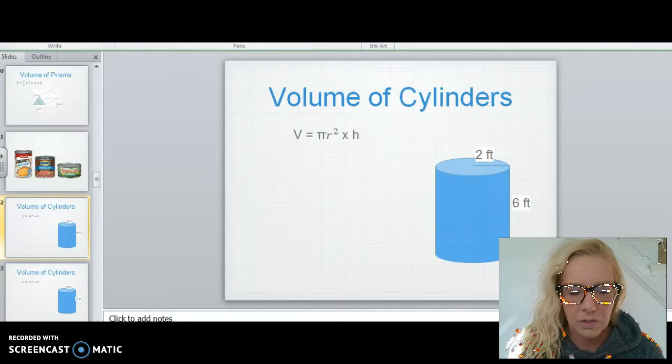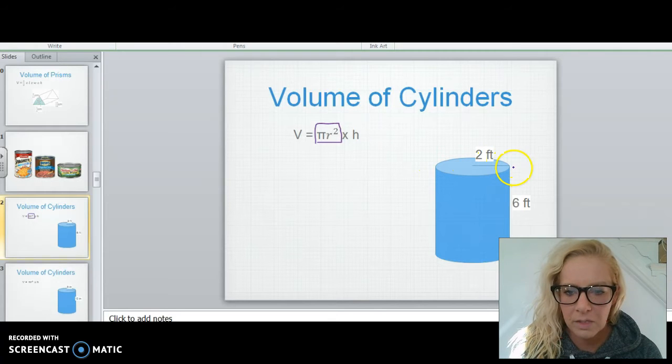The volume of a cylinder starts off with a circle, so you really have to understand the formulas of a circle. Going back to the beginning of geometry, we talked about the area of a circle. The area of a circle is pi times the radius squared. The radius is from the center to any point on the outside of the circle. And we use pi as 3.14 to help find the area of a circle.